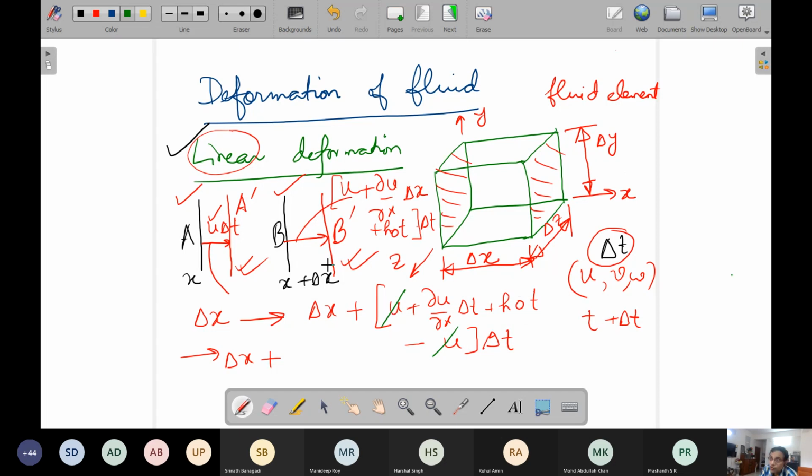Sorry, this is delta x somehow. Let me just use it. So this is delta x, might look like t. So delta x plus partial derivative of u with respect to x into delta x into delta t plus say higher order term into delta t.